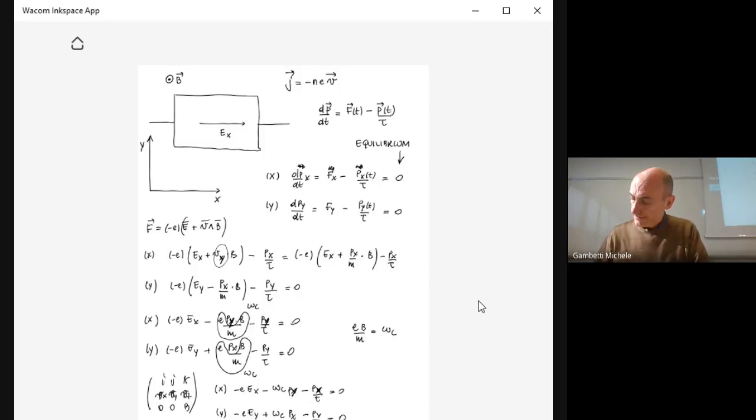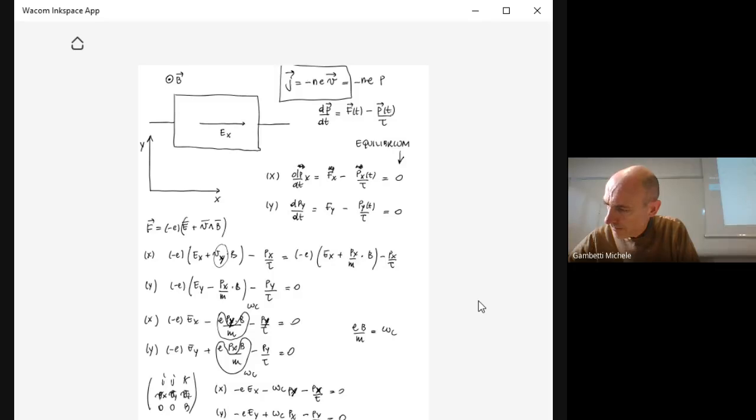Okay, now for both questions, in particular for the first one, how the resistivity changes depending on the external field, it is useful to introduce in these equations the density current in place of P. So due to the definition of the density current, J is minus ne times P divided by m.